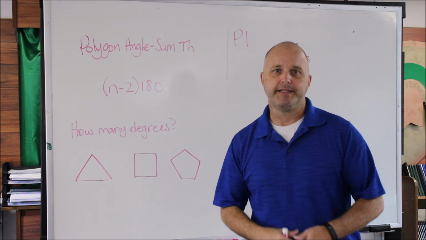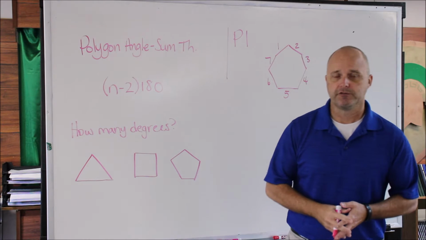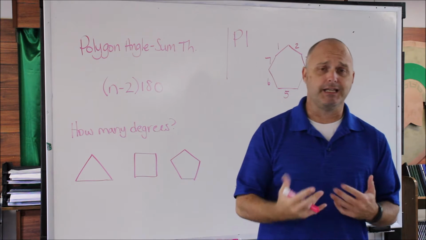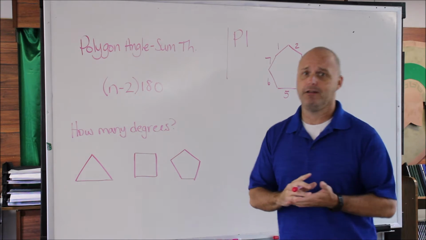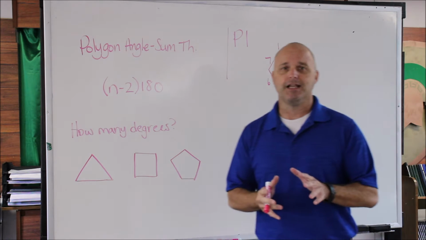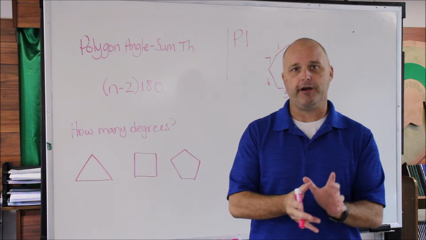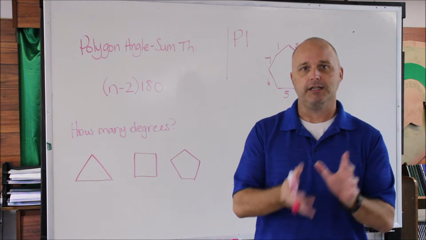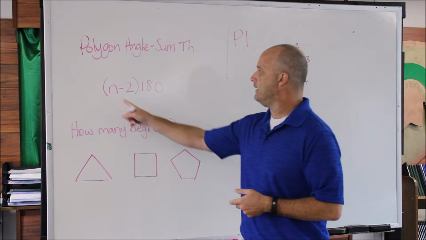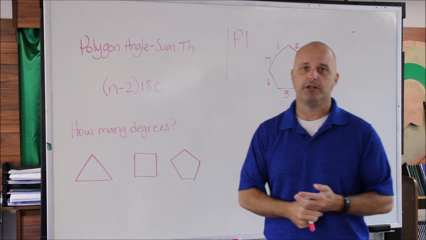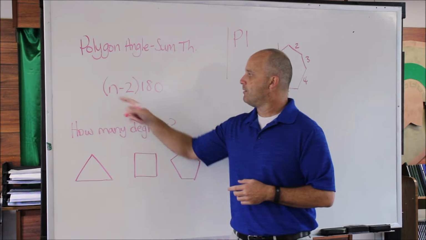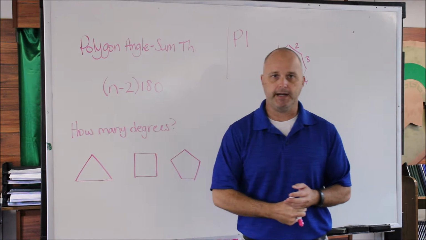In chapter 6, we're going to take a look at polygons and quadrilaterals. The first thing that we're going to check out in chapter 6 is the polygon angle sum theorem. What this is going to tell us is how many degrees there are for the interior angles of any polygon based on the number of sides. So the n in this formula is going to represent the number of sides. So we're going to subtract 2 from the number of sides and then multiply that times 180.